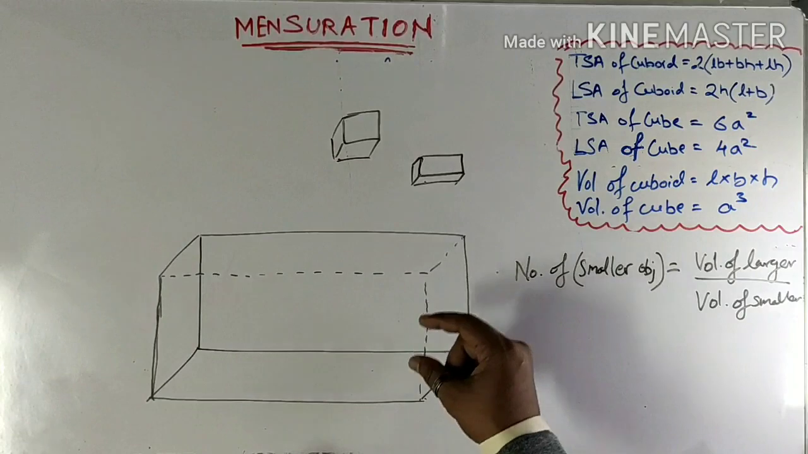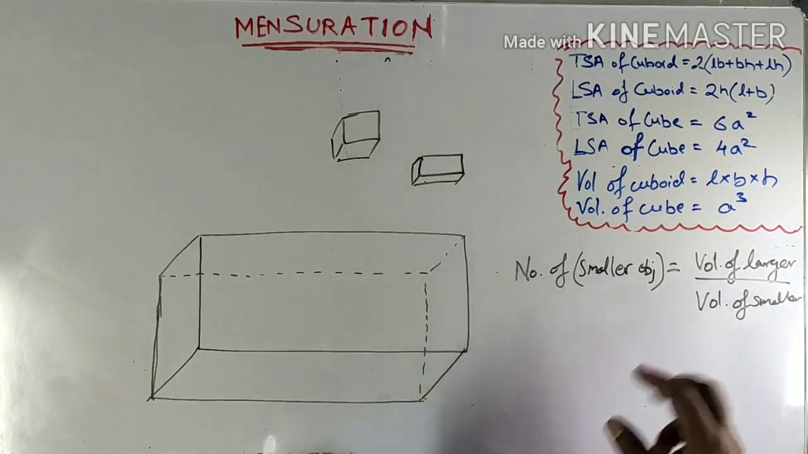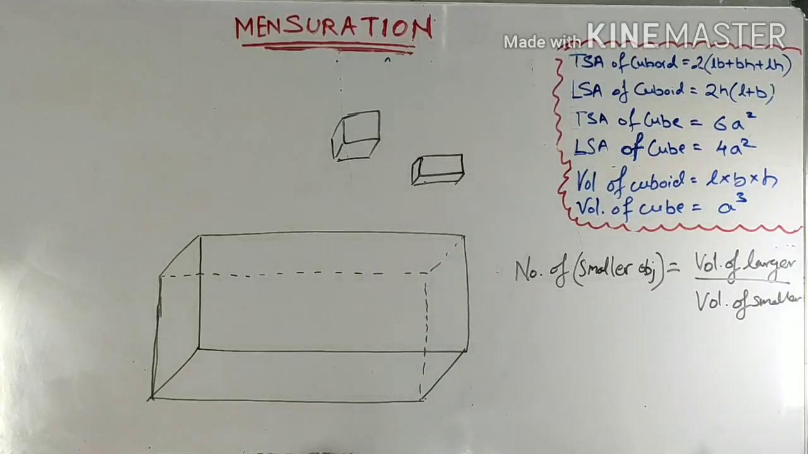To find the number of objects that will fit into the larger object, the volume of the larger object upon the volume of the smaller object will give you the number of smaller objects. So these are certain ways in which you can use mathematics in your daily life. Okay, let's move on to the next question.